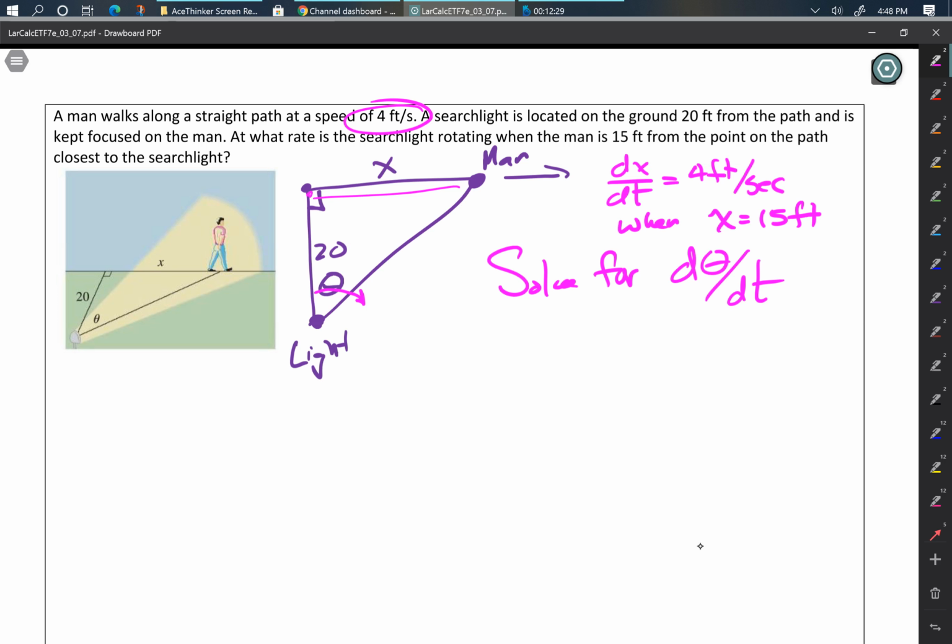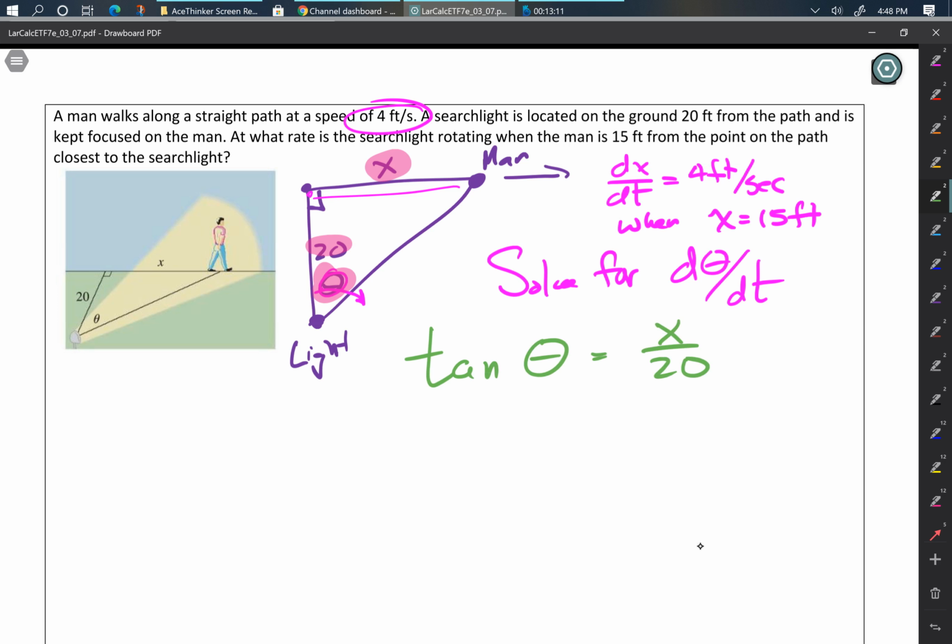Okay, so I need to come up with an equation because this problem doesn't give me one. I need an equation that relates a right triangle, an angle in that right triangle, a side opposite that angle, and an adjacent side. So what trigonometric function deals with an angle, the opposite, and the adjacent? Tangent. The tangent of angle theta is equal to the opposite, x, divided by the adjacent, 20.